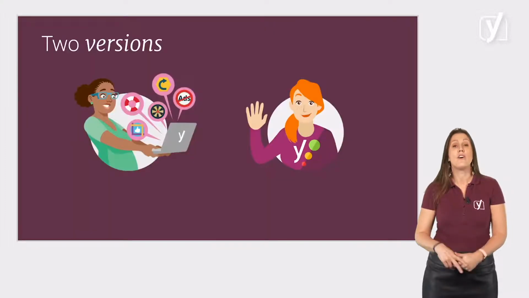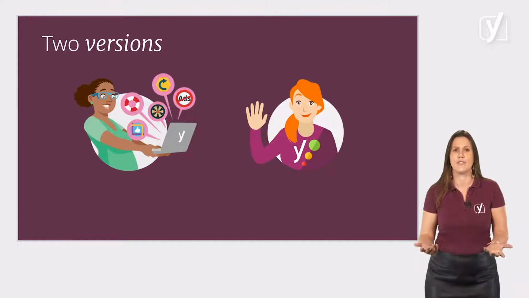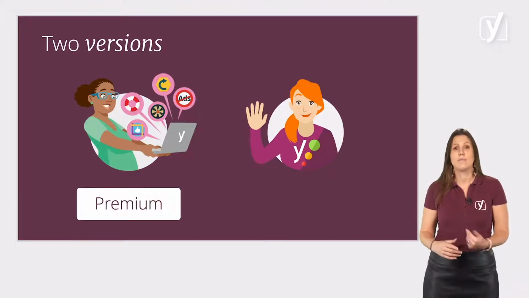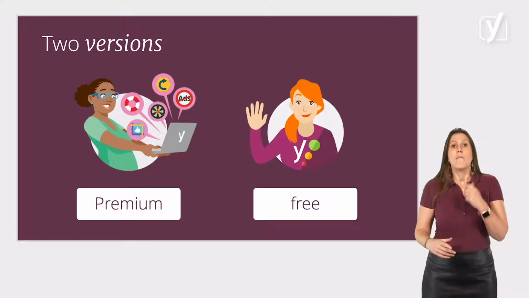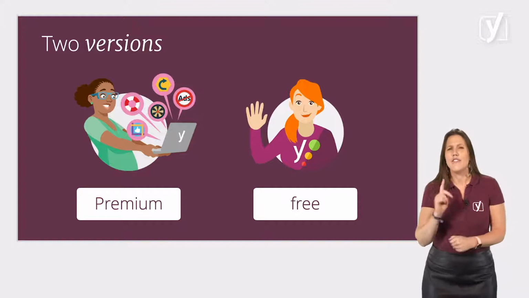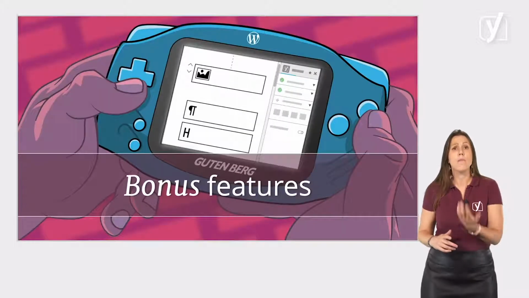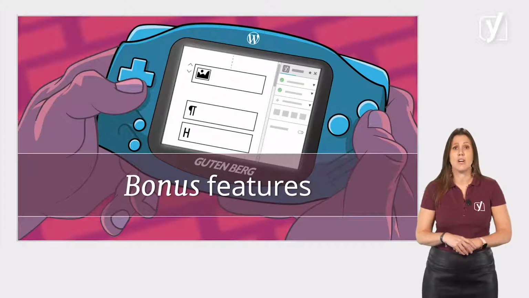And that's why we offer two versions of our Yoast SEO plugin. A paid version, which we call Premium, and a free one. Both versions work in the classic WordPress editor and in the block editor. However, if you're using the block editor, we'll give you some bonus features. Our plugin will add some extra blocks to your block library. I'll tell you more about them later.